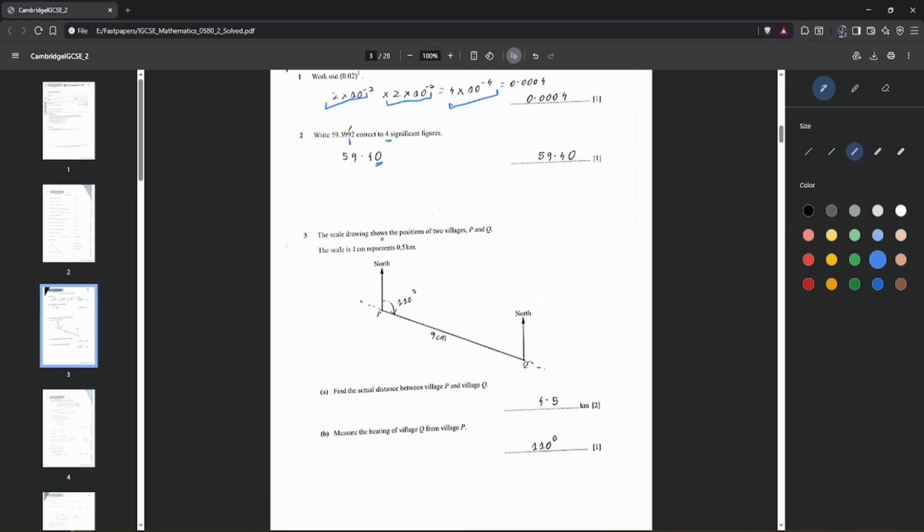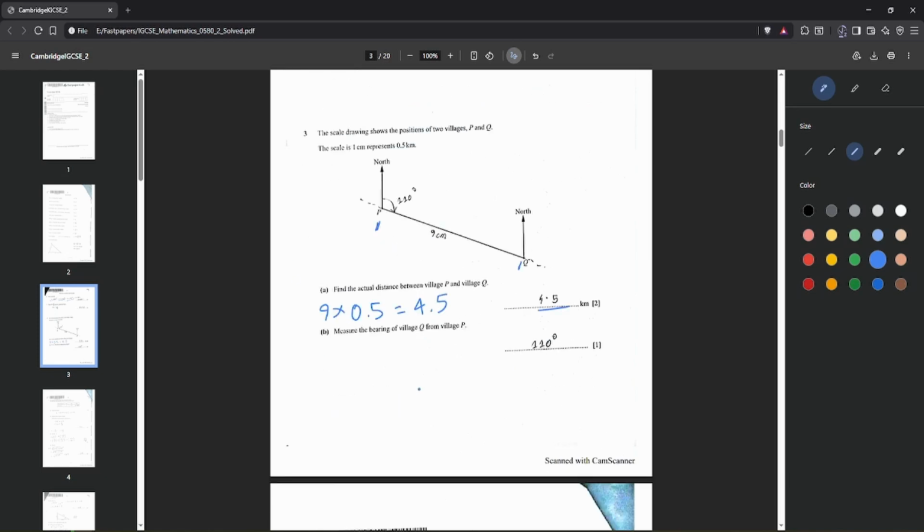The scale drawing shows the position of two villages P and Q. The scale 1 centimeter represents 0.5 kilometer. So you are going to use a ruler to measure this distance. Find the actual distance between village P and village Q, right? So you have 9 centimeters, you need to multiply this with 0.5 because each centimeter represents 0.5 kilometer and we will get 4.5 kilometers.